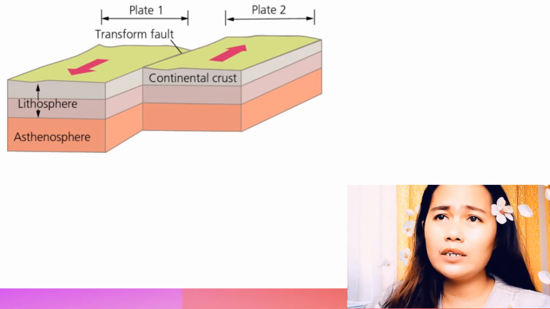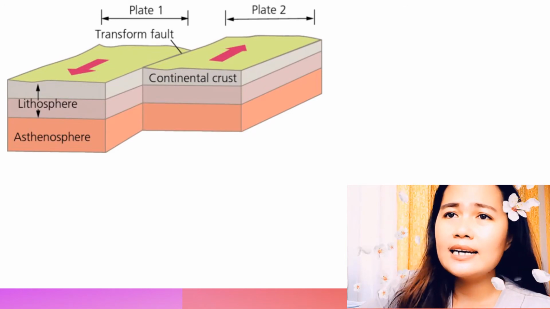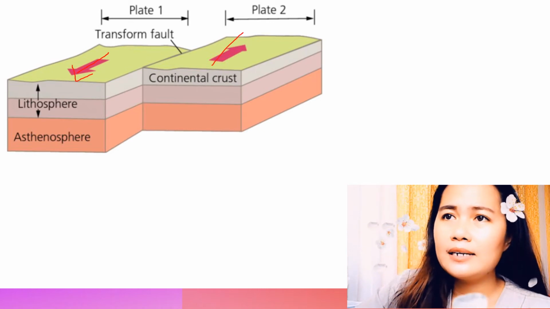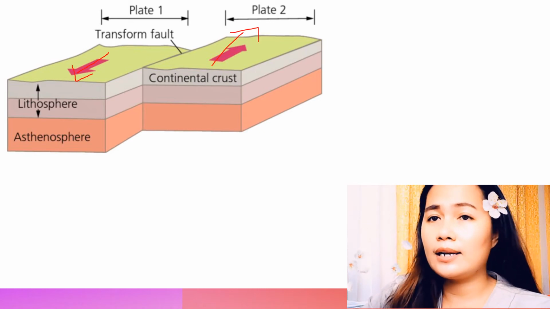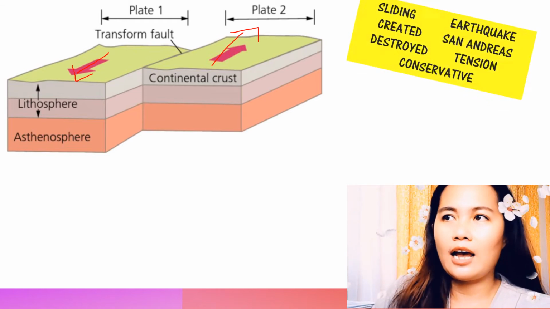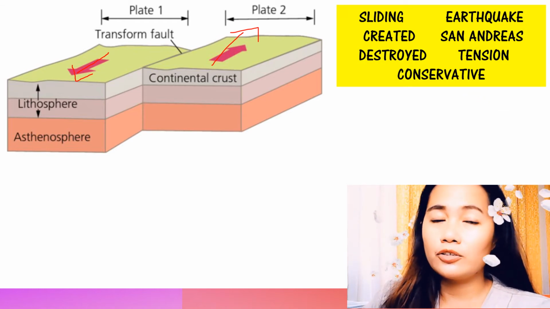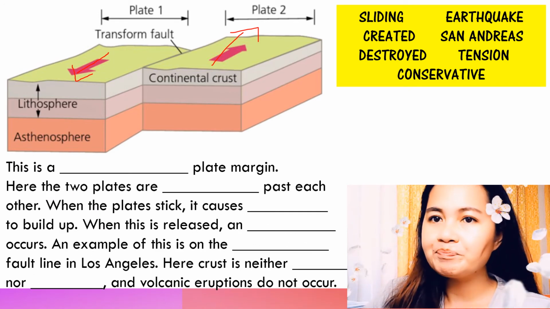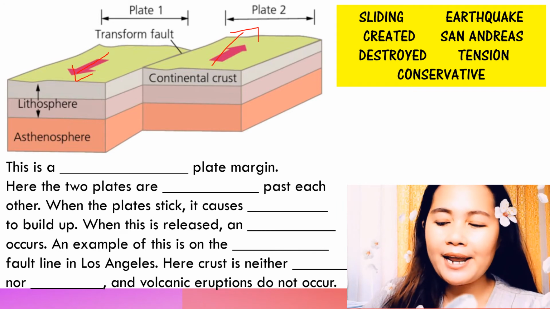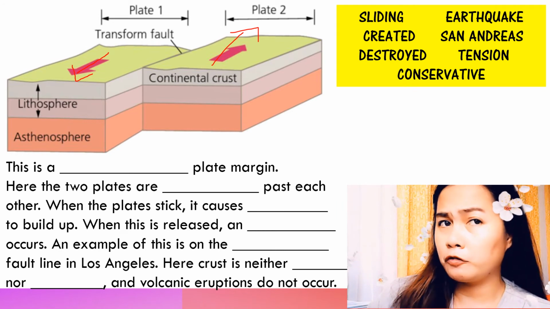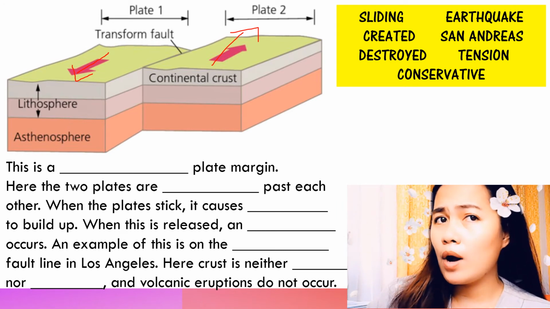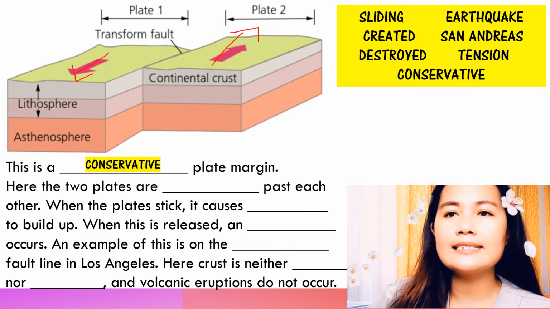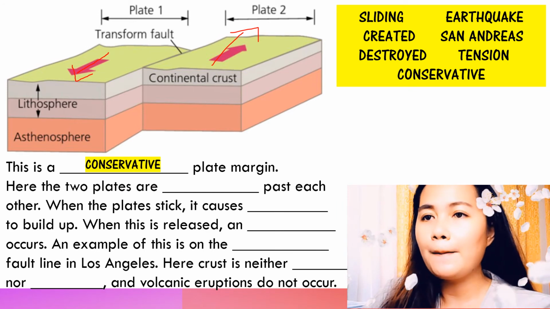Ari daw ikaduha nga figure. What is this figure showing? There are two plates and they are moving slide past each other. Wala sila nagbangga, wala sila nagbuwag, padong sila paibid-ibid sa ilang pikas. So these are the words to choose from. Let us fill in the blank. This is a blank plate margin. Kung sa gani nga plate margin, kung transform fault, dili magbuwag, dili magbangga. Transform fault boundary, another term for it is it's a conservative plate margin.